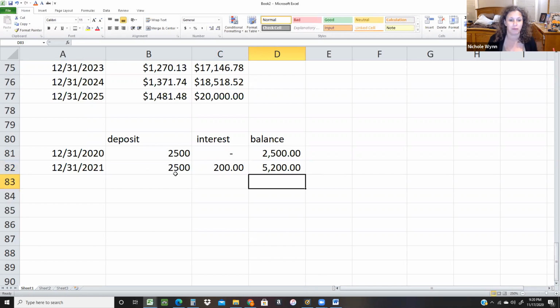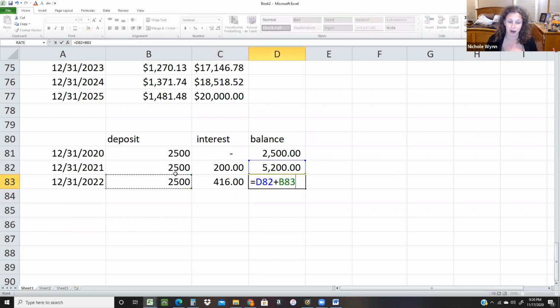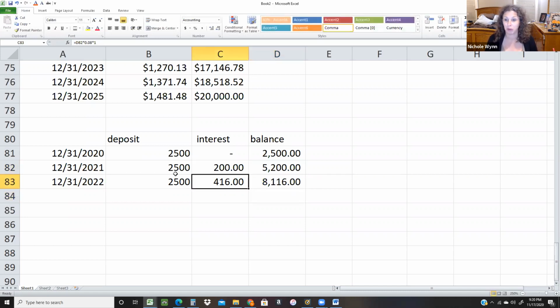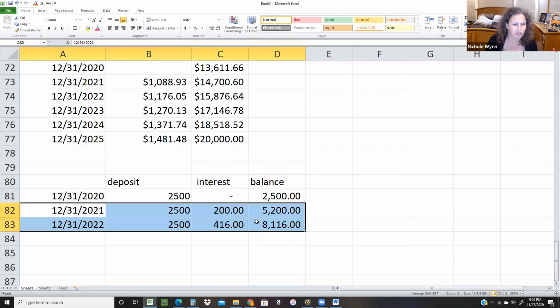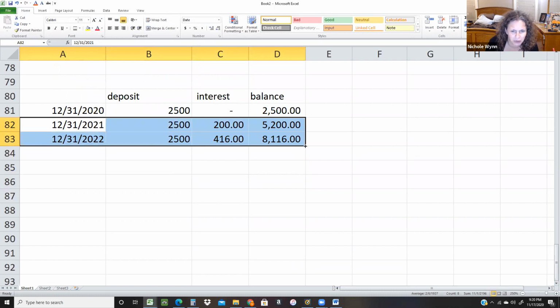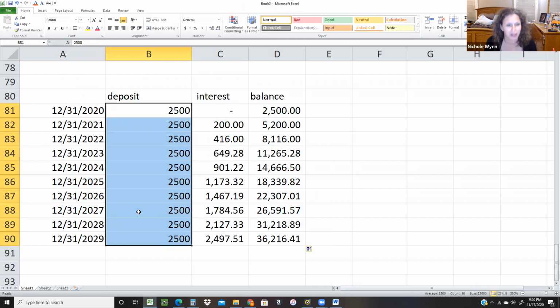Then we do that again on 12/31 of 22. We deposit $2,500 and earn interest at 8% for the whole year. We had 5,200, we deposited another 2,500, and earned $416 of interest this year. See how much that interest jumped? That's because we put another 2,500 in there. I want that to happen for a total of 10 years. I don't know how many this is. 1, 2, 3, 4. So that's 10. Okay, I was just guessing.